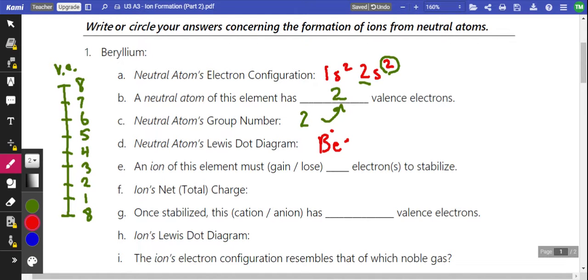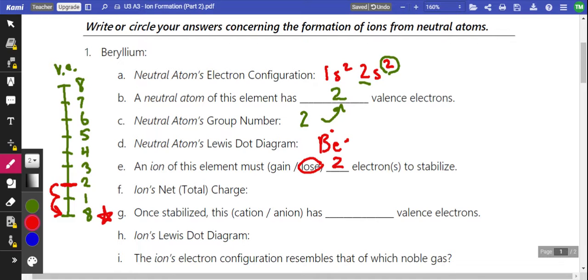All right, now the ion. Are we going to gain or lose electrons here? Well, if beryllium is here with 2 electrons to start out with in its valence energy level, it's probably not going to want to gain 6 electrons just to get to 8. That seems like a lot of work. Instead, it would be a lot easier for beryllium to lose those 2 valence electrons it has to drop down to 8 valence electrons right here. Okay, so most likely beryllium is going to lose 2 valence electrons in order to become more stable.